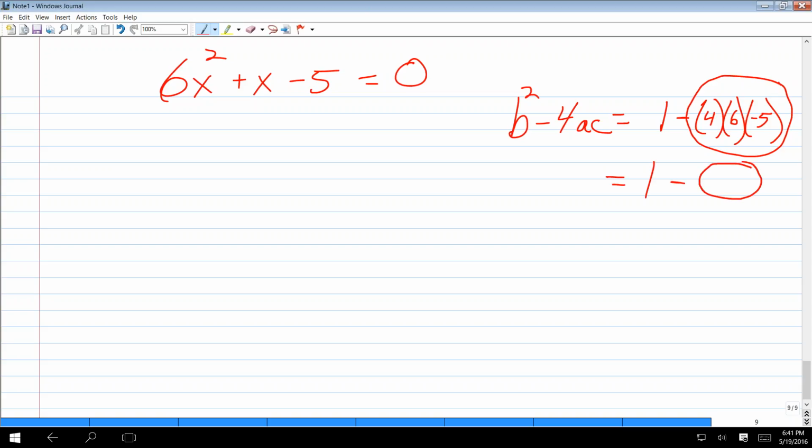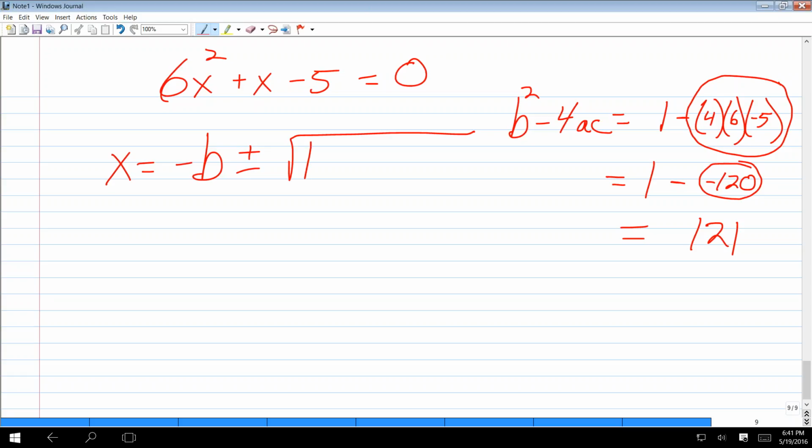Let's see, 24 times 5. It's easier if you do the 5 times 4, because then you get 20. And what's 20 times 6? I know you know that. 120. Right. So it's minus 120, right? Because it was 4 times negative 5 times 6. So we are subtracting a negative number, which is the same as adding it. So that's what the discriminant is, plus 121. And now we plug that in?